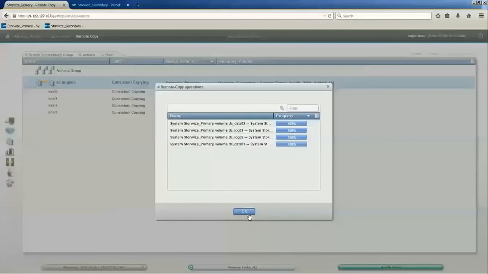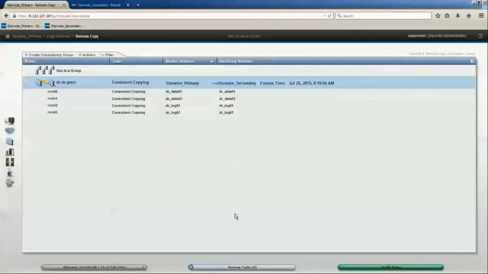Now that the initial copy is complete, we can see that the consistency group is now in a consistent copying state. At this point, we are ready to perform a disaster recovery failover if required.